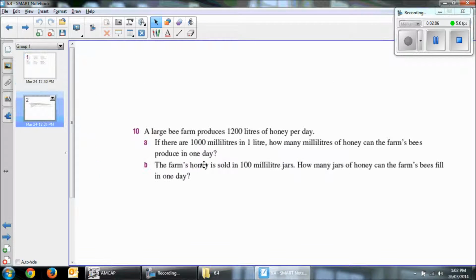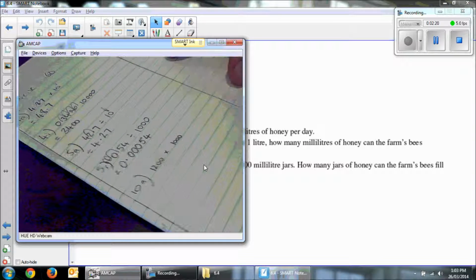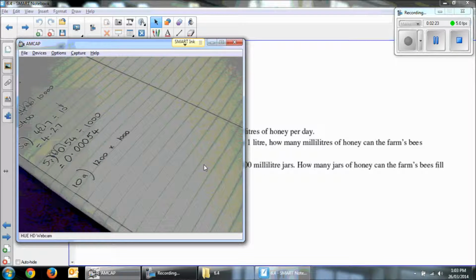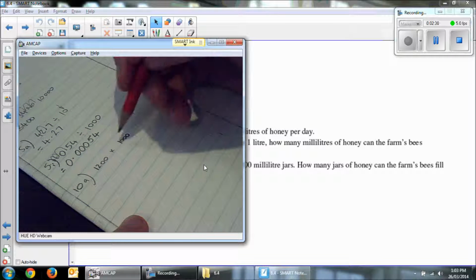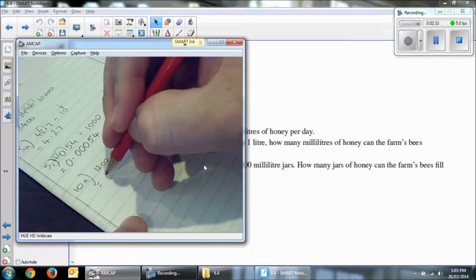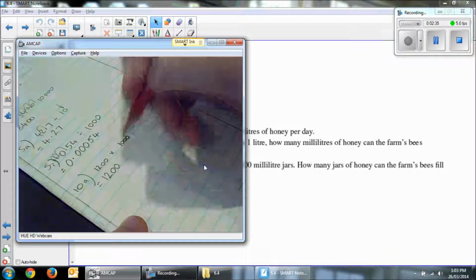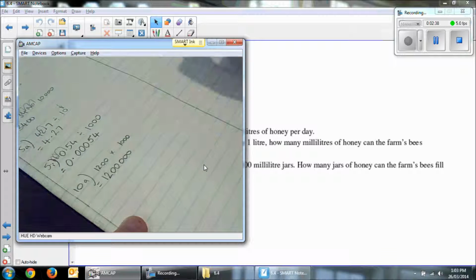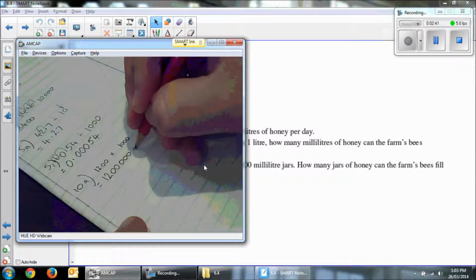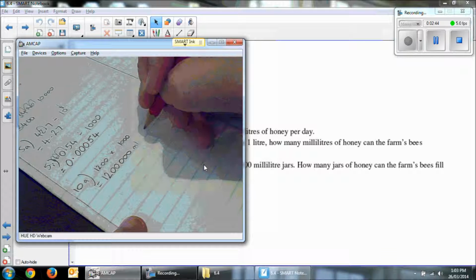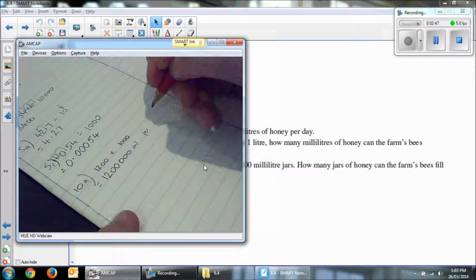Question 10, which is a problem-solving question. A large bee farm produces 1,200 litres of honey per day. If there are 1,000 millilitres in a litre, how many millilitres of honey can the farm's bees produce in one day? Pretty simple problem. We just take our 1,200 litres that they're producing at the moment. We need to multiply it by 1,000. So our decimal place is going to have to move 3 times because there's 3 zeros. So our bees will produce, and this way you can just put your zeros on the end, 1, 2, 3. Our bees will produce that many millilitres per day. Yes, it is per day.